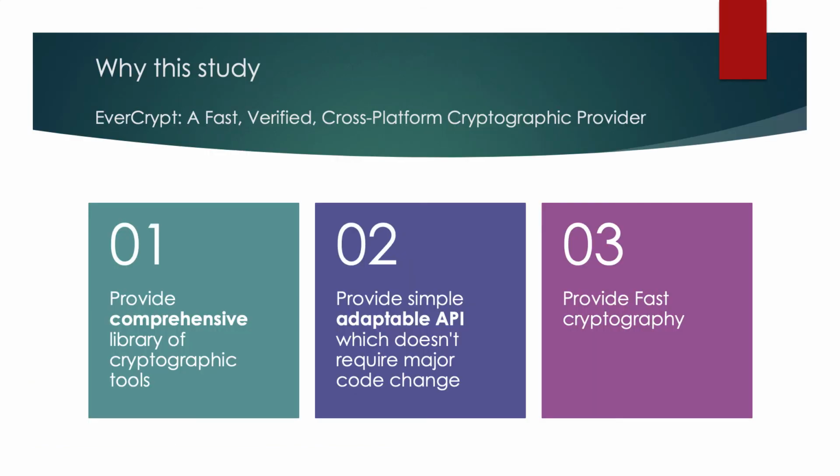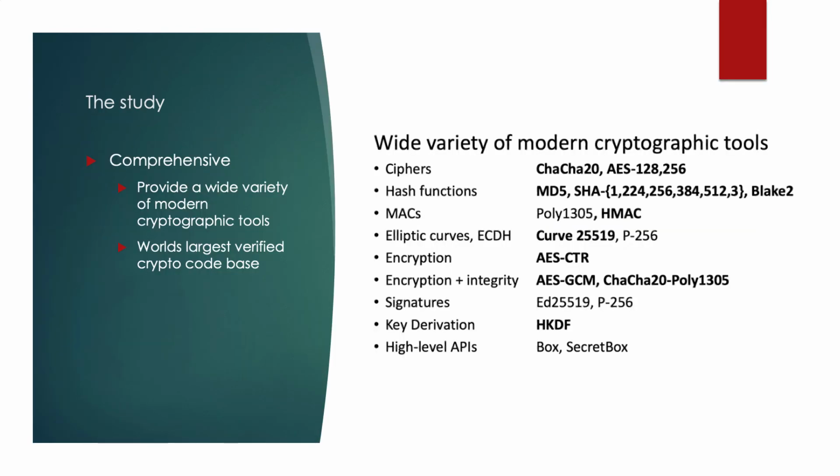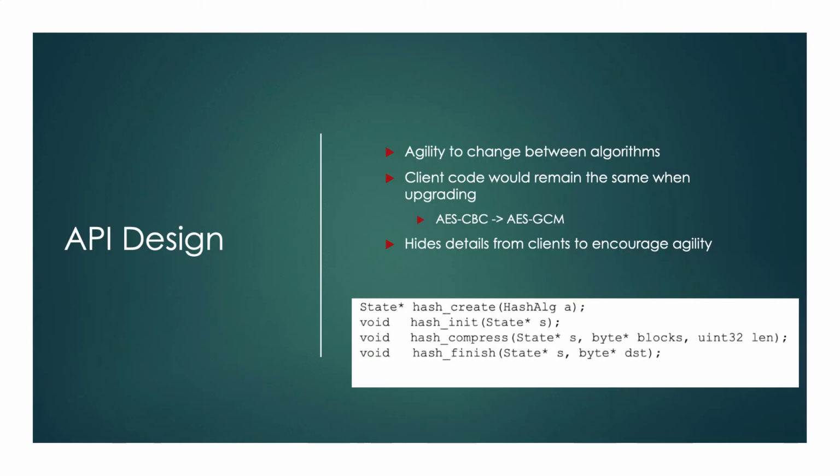EverCrypt, a fast, verified, cross-platform cryptographic provider, and their APIs are very simple to use, and they have the most comprehensive list of cryptographic tools that you can make use of within your application. Their library is comprehensive, and it has a wide variety of encryptions, hash functions, or signatures that you can think of. The API design is meant to be agile, and therefore switching from one mode of operation to another, such as AES-CBC to AES-GCM, is fairly simple and straightforward. It just takes one line of change, and that's it.